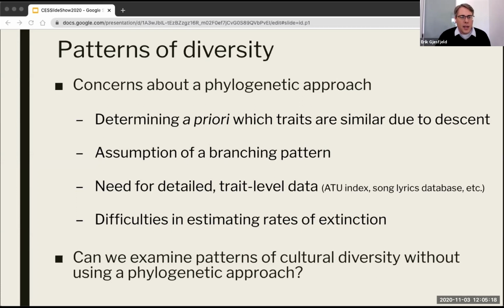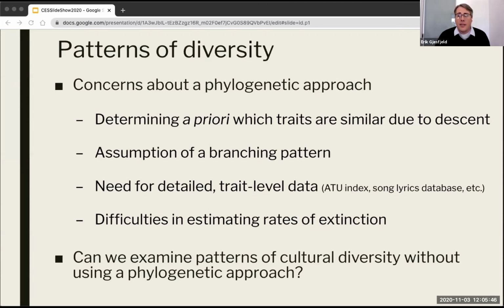I think in other cases, it can be difficult to assume that some cultural systems have a strong branching pattern, and we at least need to consider the potential strong influence of horizontal transmission on cultural objects. Two of the other concerns are more methodological in nature, specifically the need for very detailed trait-level cultural data, as we saw with Joe Summerfield's talk with folktales.